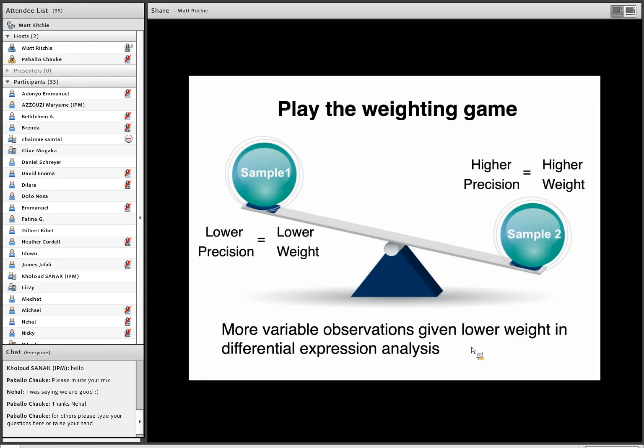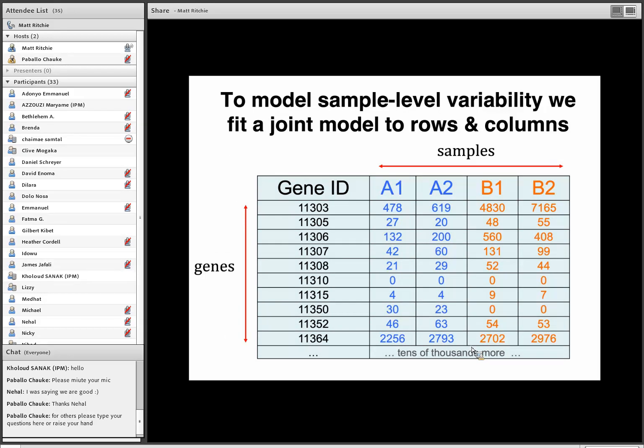So the deal here is that we want to give more variable expressions lower weight in our differential expression analysis where we fit our linear models. And so we go about this by, instead of just fitting the model row by row, which is what I mentioned limma does in the introductory slide, we now also fit a model down the rows at the sample level to get a sample level estimate of variation as well.